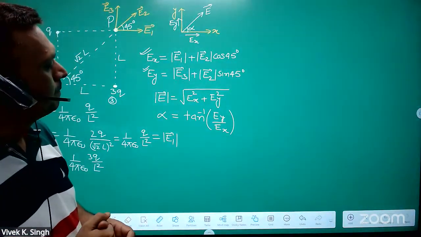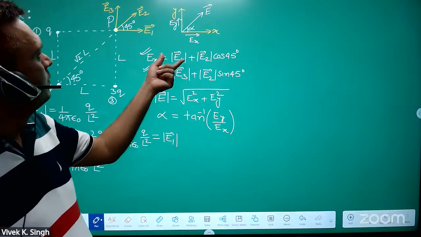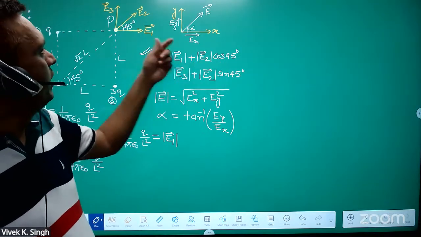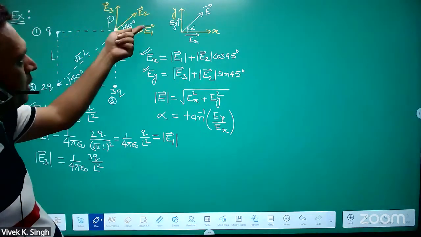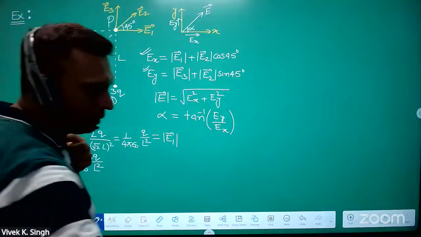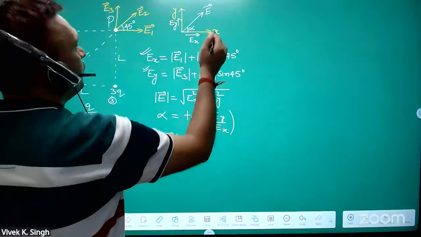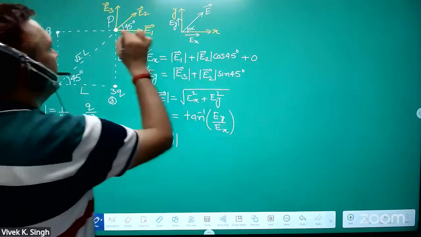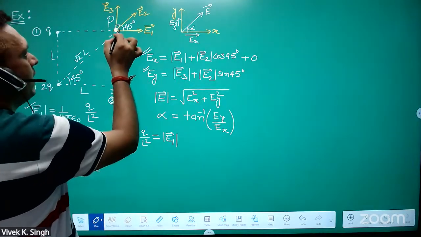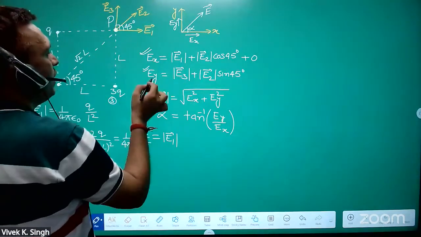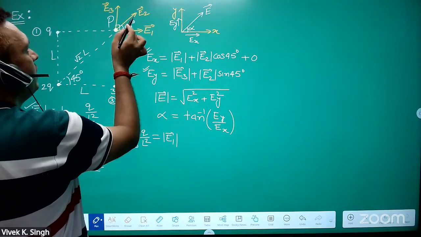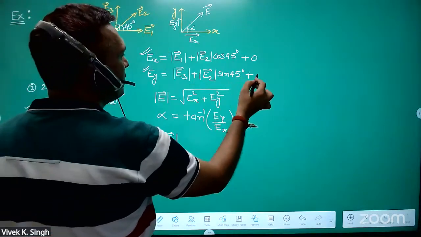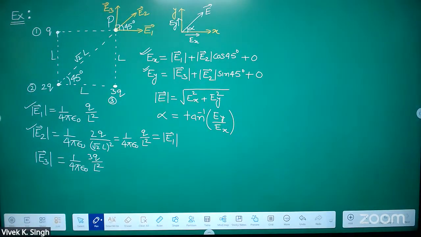Sir, EX equals mod of E1 plus mod of E2 cos phi. You have to resolve E1, E2, E3 along this. So this is mod E1, its component is cos phi, and this component will be 0. The component of E3 will be 0 because of cos 90, this angle is 90 degree. Similarly, when you say EY, the E1 component will be 0. So mod E3 plus E2 sine 45, and this will be 0. Yes or no? Yes, sir.